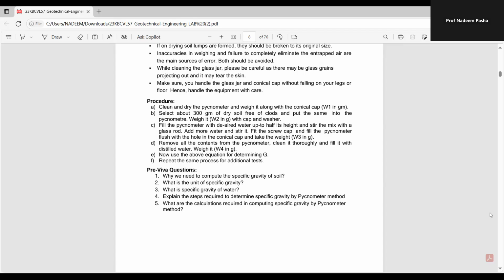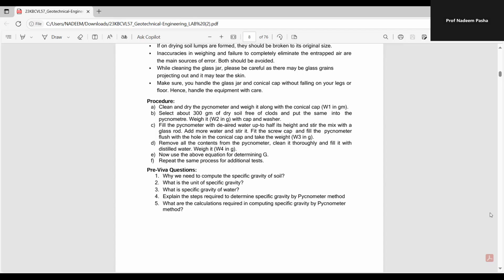After that, you have to add distilled water such that half is water and half is your soil. Again, weigh it along with the lid. That will be W3. Now, completely remove everything, fill the pycnometer with only water, and weigh again. That will be W4. So here, specific gravity is given by the formula G = (W2 - W1) / ((W2 - W1) - (W3 - W4)). Repeat the process for additional tests.